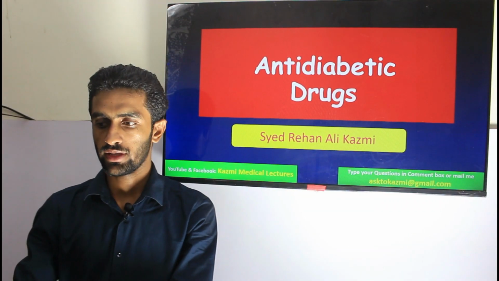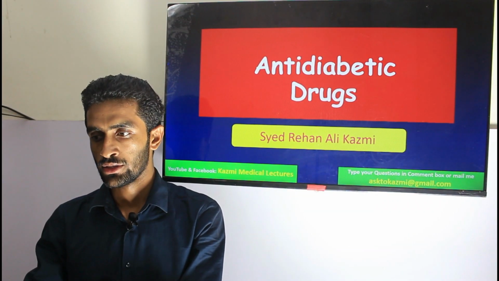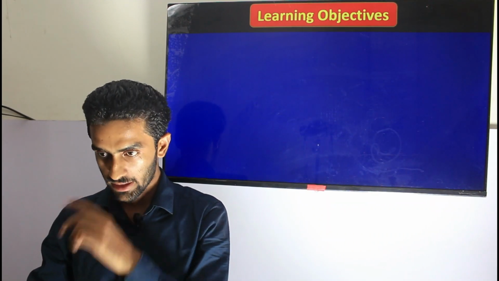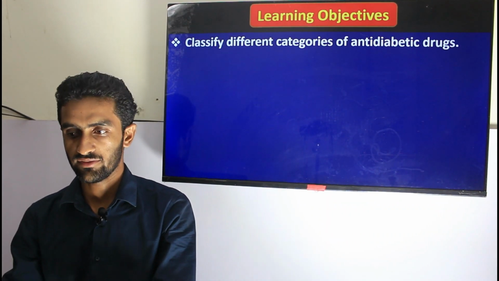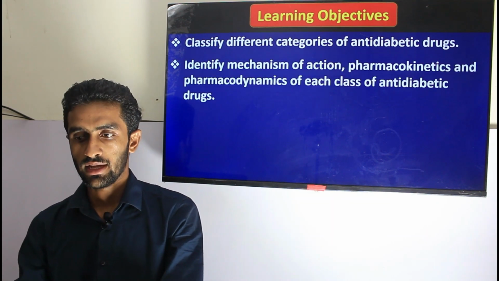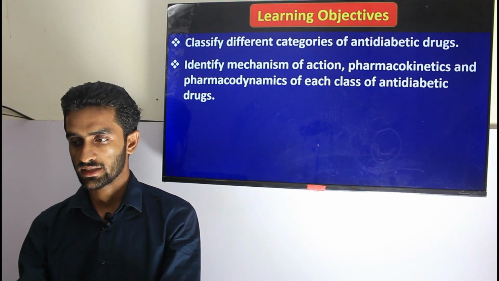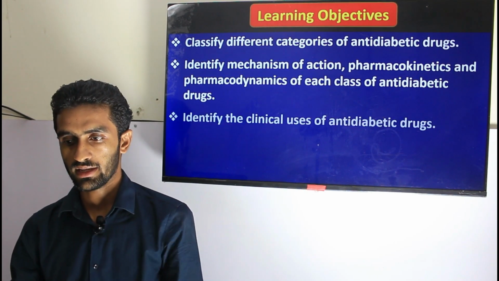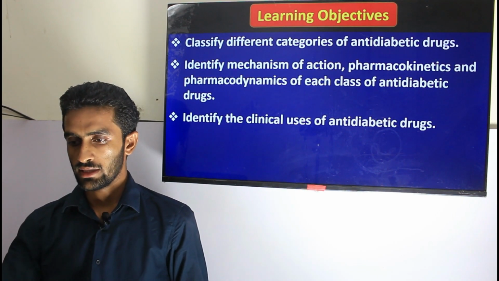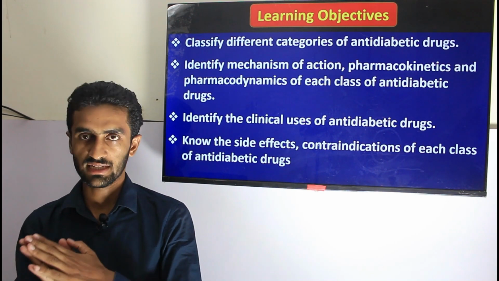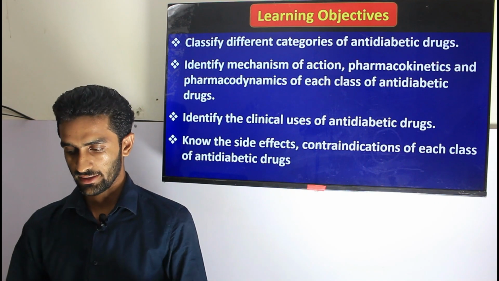Bismillahirrahmanirrahim. Now we are going to start the anti-diabetic drugs. So first we look at our learning objective. In our learning objective, we should be able to classify the different categories of anti-diabetic drugs and identify their mechanism of action, pharmacokinetics, pharmacodynamics of each class of anti-diabetic, and identify their clinical uses and their side effects, contraindication, and the indication. So these things should be considered in the anti-diabetic drugs.